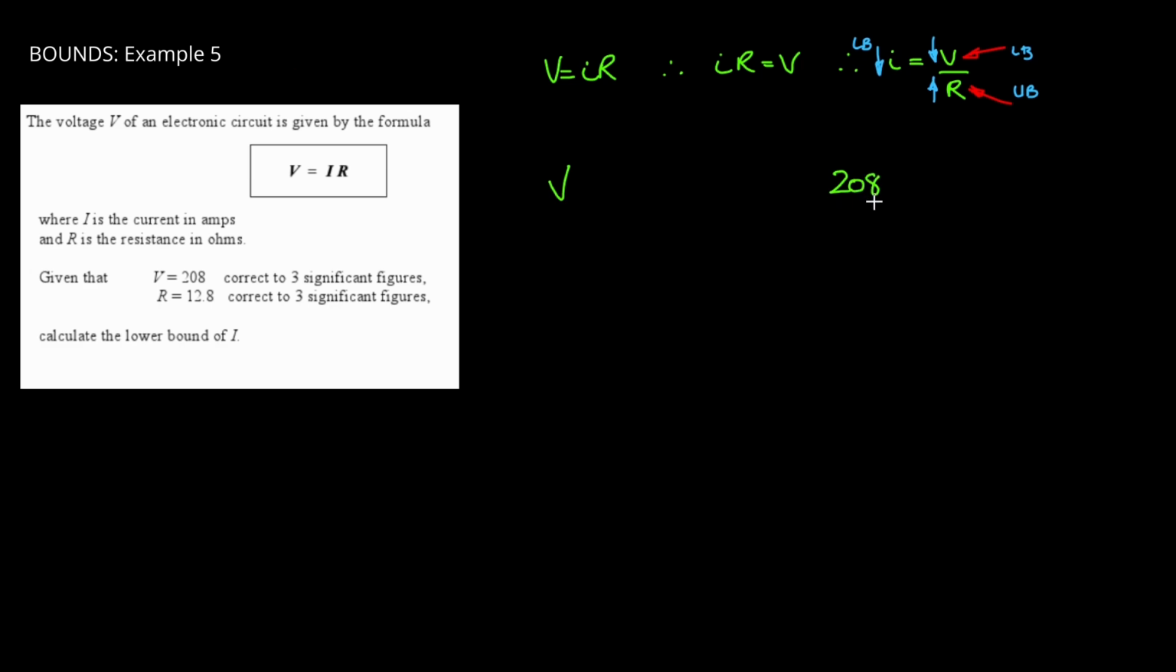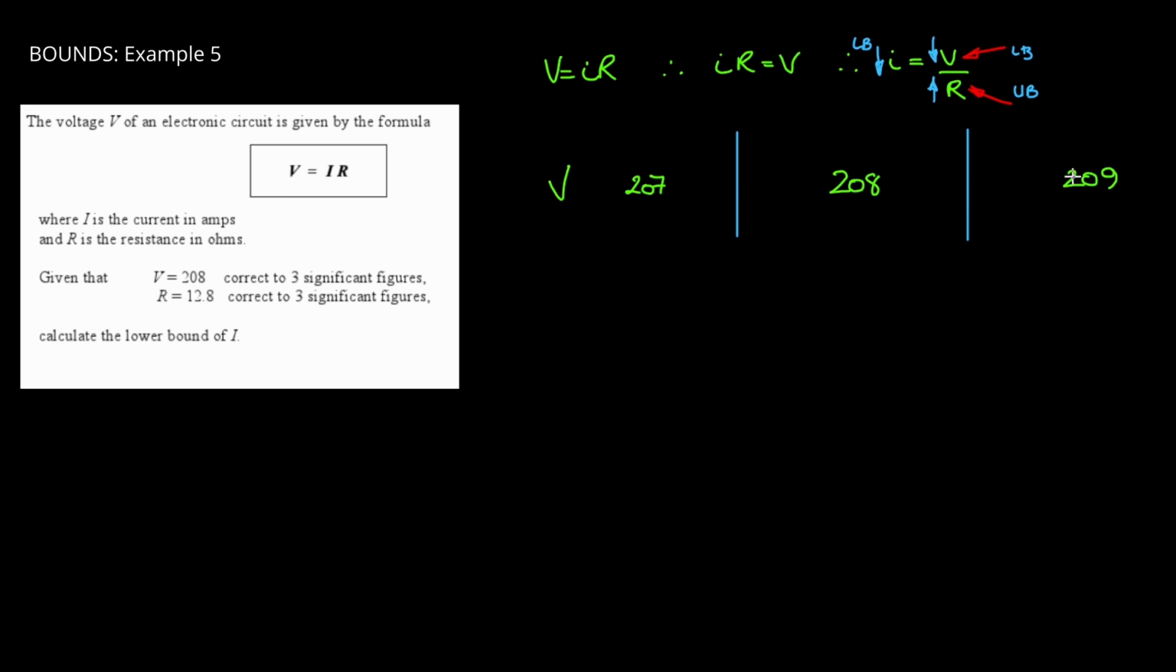And we know that's correct to three significant figures. So they've truncated 208 point something something something to just 208. So what's the next one down from 208 in three significant figures? Well, it's going to be 207. And the next one up, 209. And the blue lines represent the barriers.